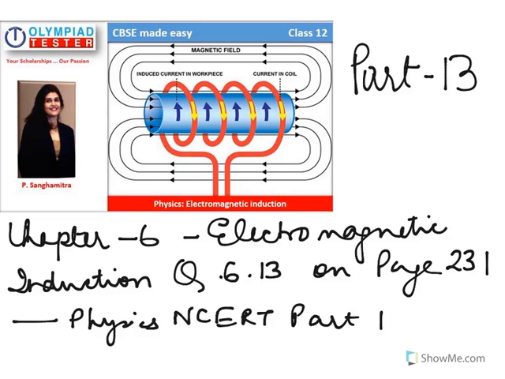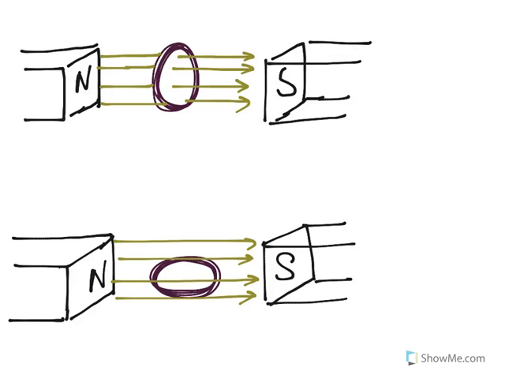In this video, I shall explain the solution of question 6.13 on page 231 of Physics NCERT Part 1. This is from Chapter 6, Electromagnetic Induction. The question says, it is desired to measure the magnitude of field between the poles of a powerful loudspeaker magnet.